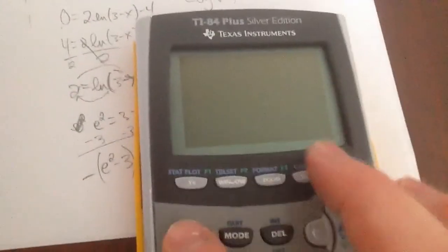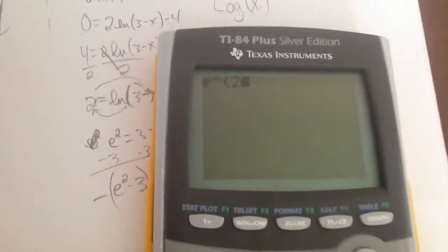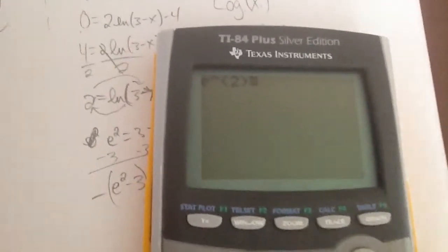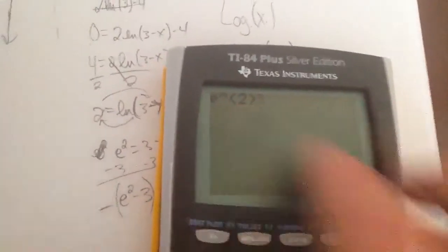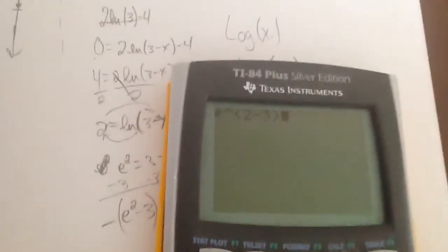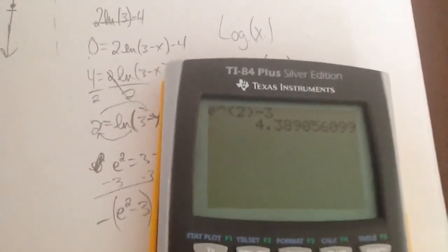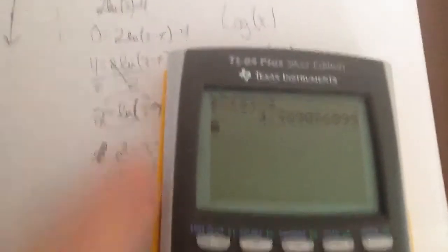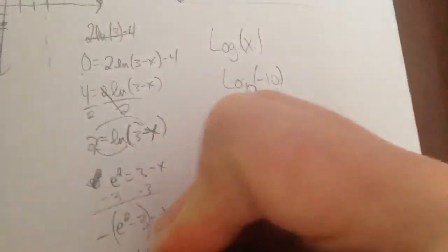And here we'll go e squared. Make sure you close the parenthesis. Don't put minus 3 in there because that's the power. This is e to the, so if I go 2 minus 3 like that, that would be e to the negative 1 power. That's not what I want. I want e squared minus 3. There's my answer. And then remember I divided by negative 1, so I'm going to make that negative. It's negative 4.39. And that was my x-intercept.